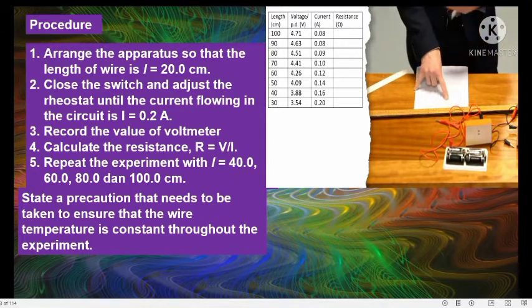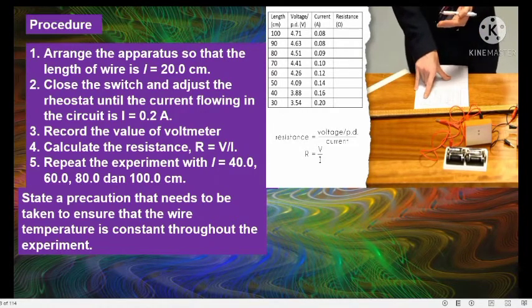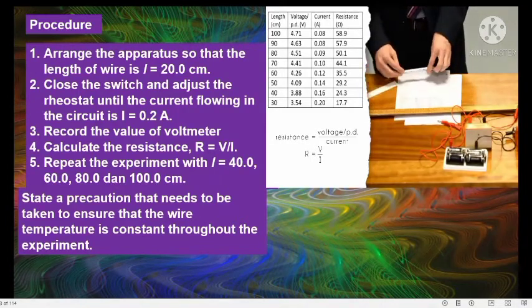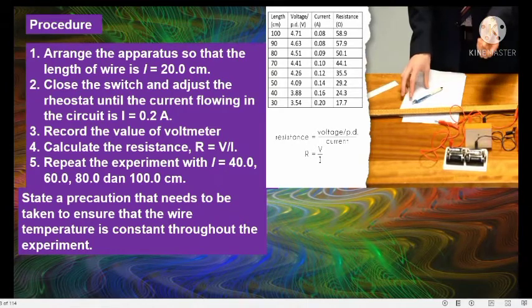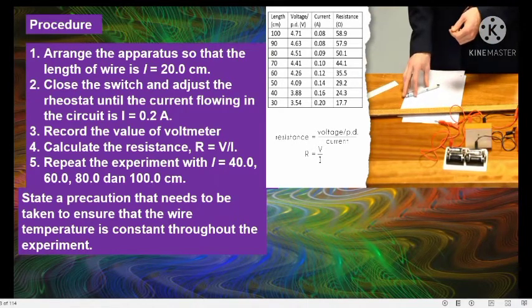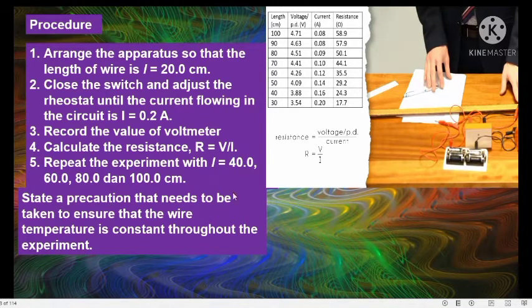Okay. From there, you can calculate resistance of wire by using the formula voltage divided by current. So R equals V divided by I. So from the result that you get, you can plot a graph of R against L, resistance against length. Okay, state a precaution that needs to be taken to ensure that wire temperature is constant throughout experiment.